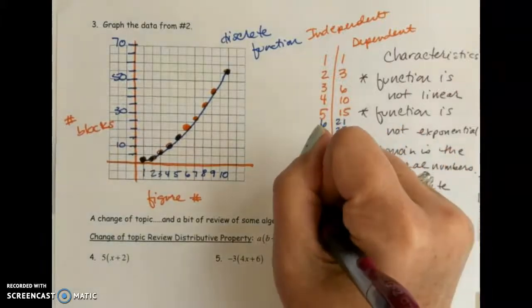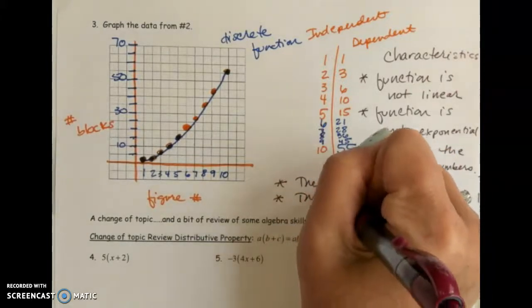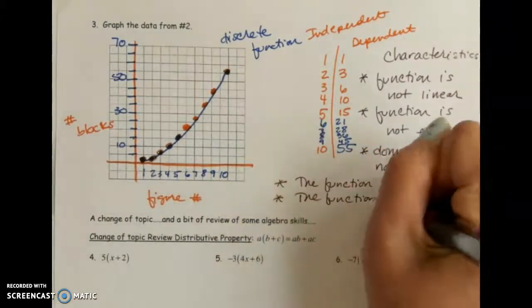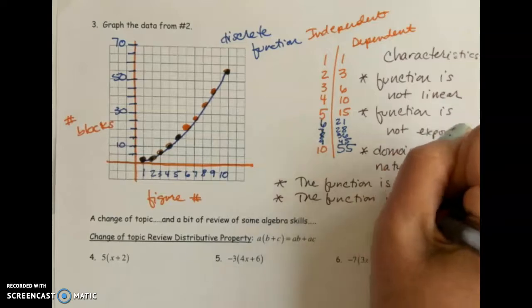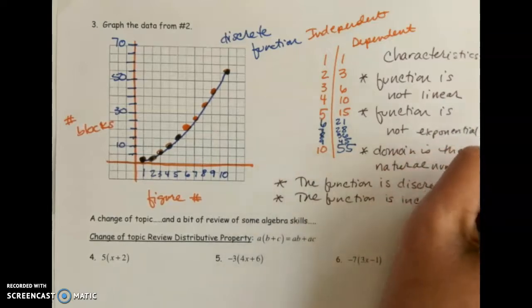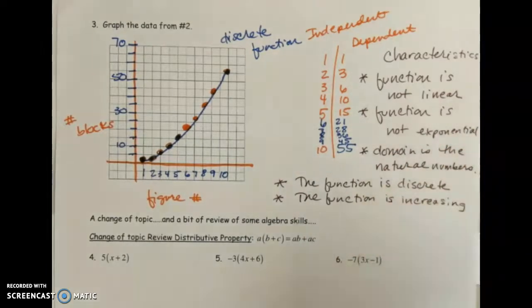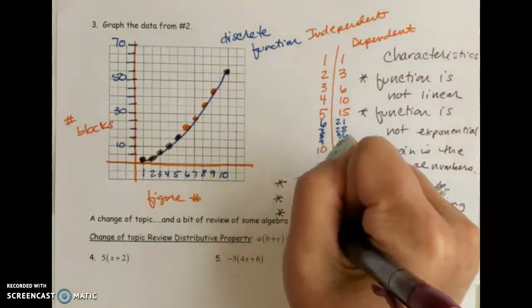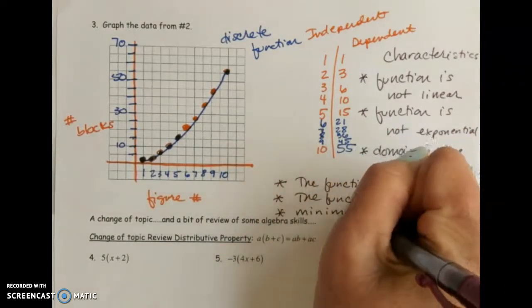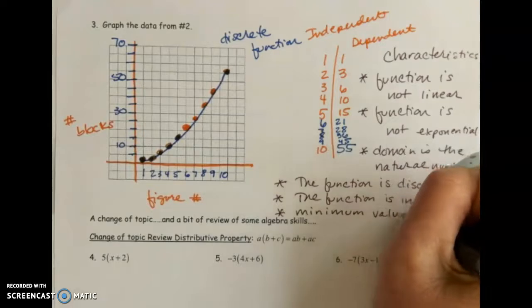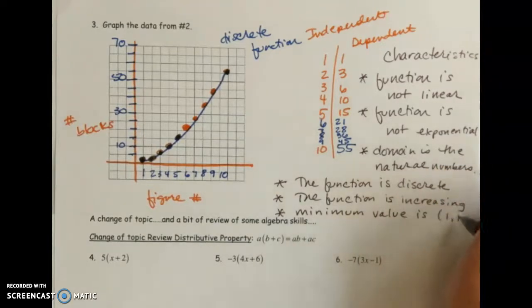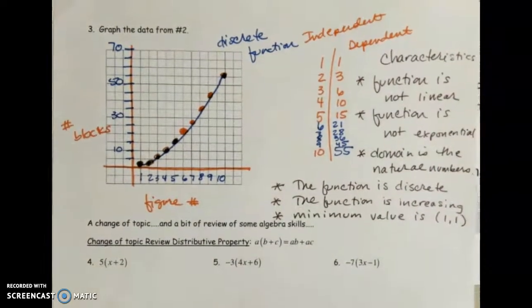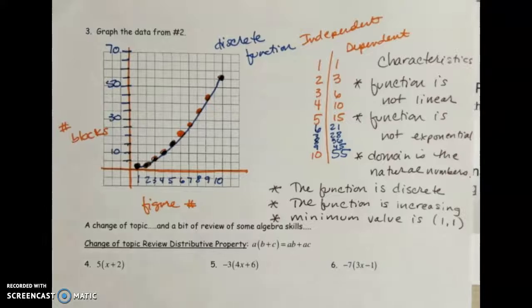The function is increasing. I'll talk about each of these. As I mentioned, I'm going to go fast, and you can pause if you want. And the minimum value is 1, 1. We'll talk about a lot of this all year. Okay, so let me make sure that's all on the screen, and then I can chat about it.